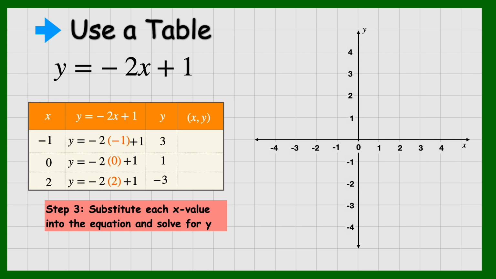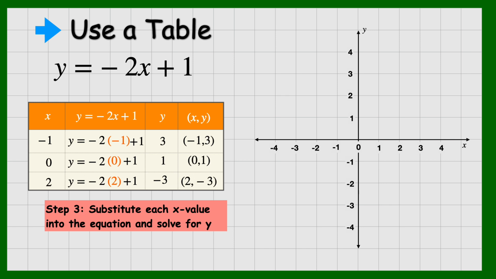Now we need to fill in the last column of our table, the x comma y, or the ordered pairs. To do this, we'll go back and look at that first value of x in the table, -1. When x is -1, the value of y is +3. When x is 0, the y is +1. And when x is +2, the y is -3.